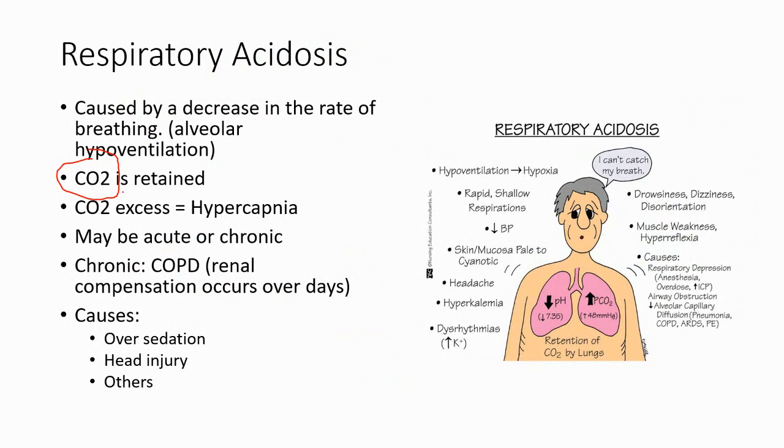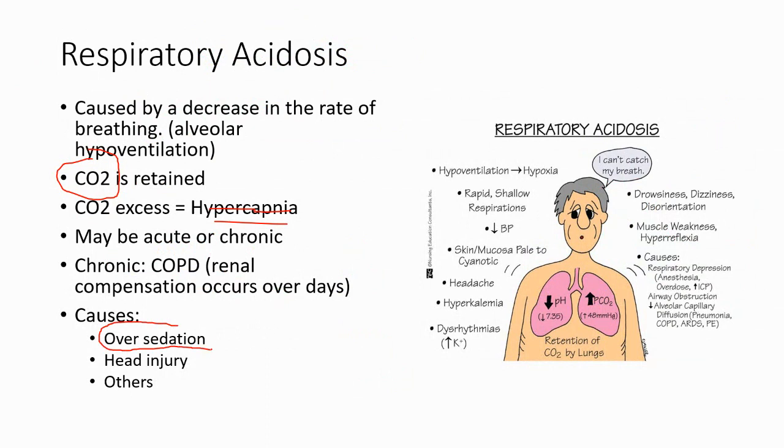They're not exhaling. CO2 is retained. We have an excess CO2. We call that hypercapnia, high CO2. Maybe acute, it may be chronic. Okay. Acute respiratory acidosis, again, the most common thing you think about, which makes total sense.